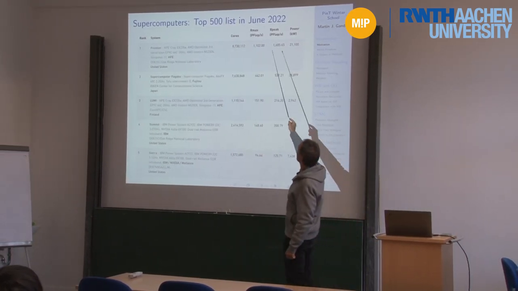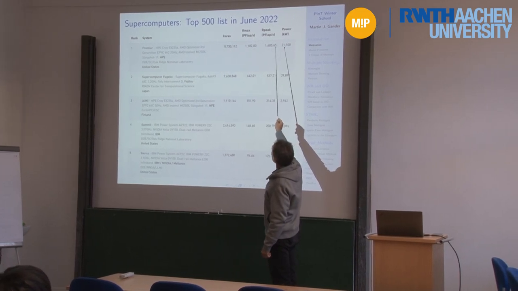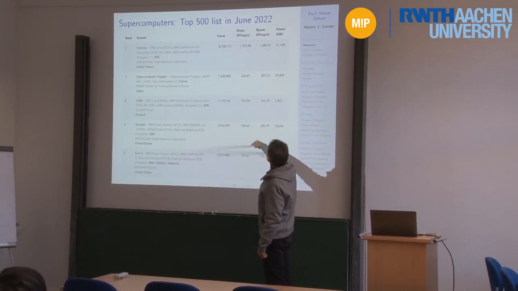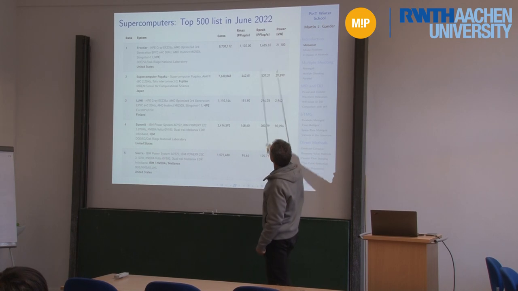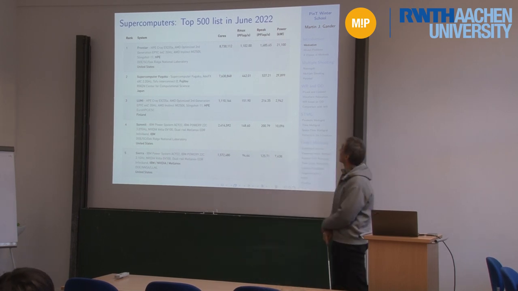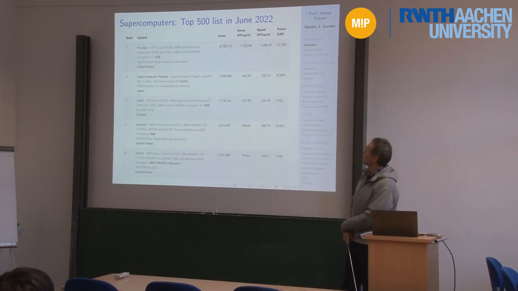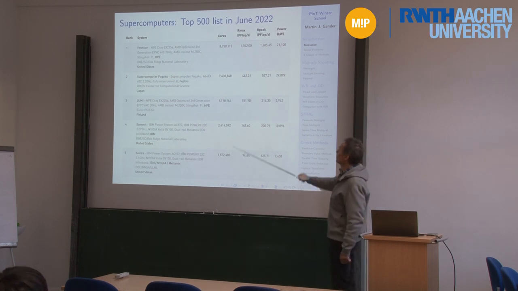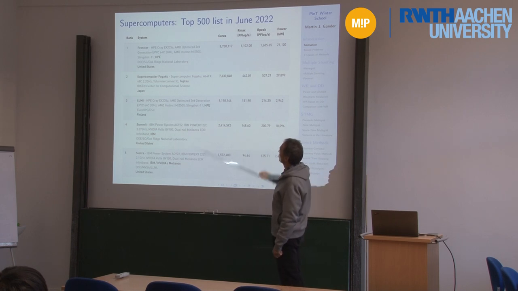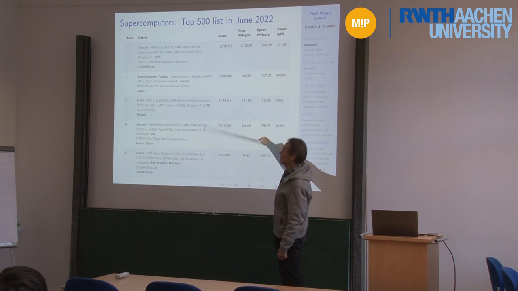This is the Top 500 list in June 2022. I'm a bit sad about this list because when I started working on a book on this subject 4 years ago, the Top 500 list contained a Swiss supercomputer. So I was very proud of that. There was a Swiss supercomputer here at level four. The first two computers were Chinese. So this list changes quite a bit.